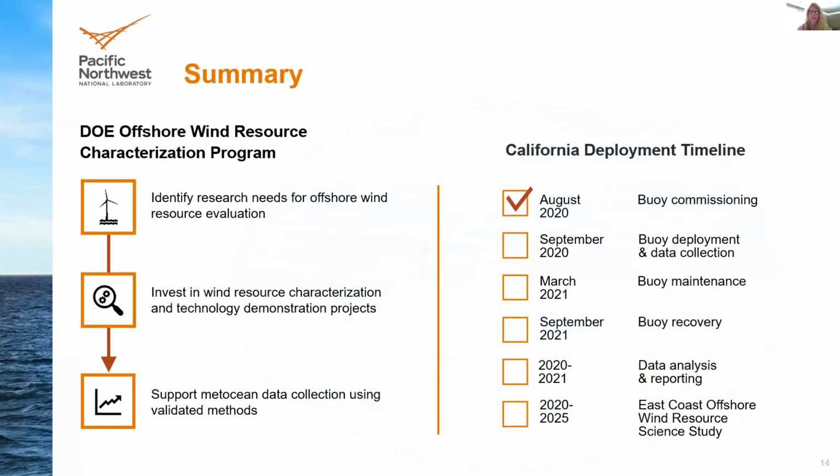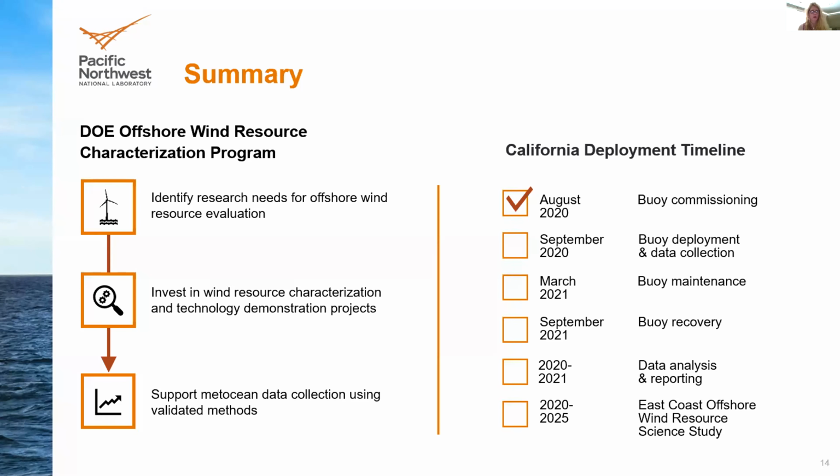And so in summary, DOE is supporting several initiatives through their offshore wind resource characterization program, which is supporting the offshore wind industry by identifying research needs for offshore wind resource evaluation, by investing in wind resource characterization and technology demonstration projects, and then ultimately supporting metocean data collection using validated methods, especially for the deployments upcoming off of California.